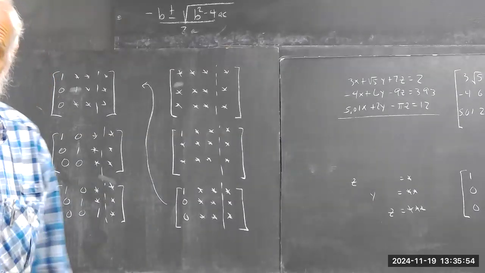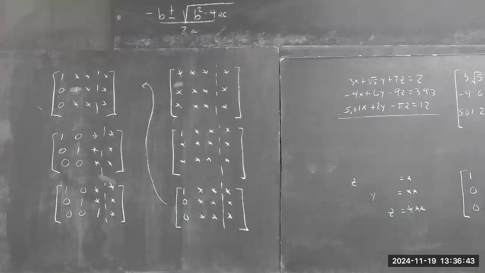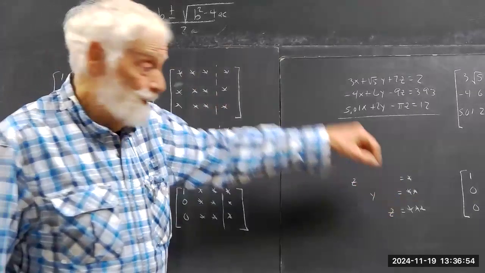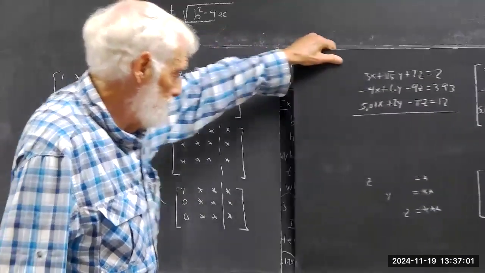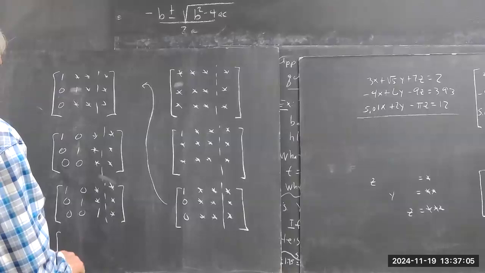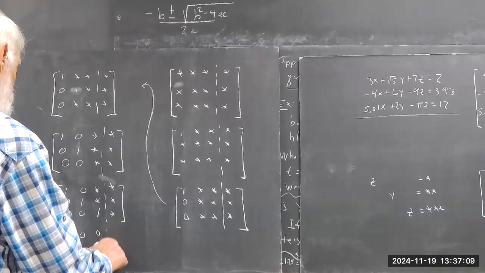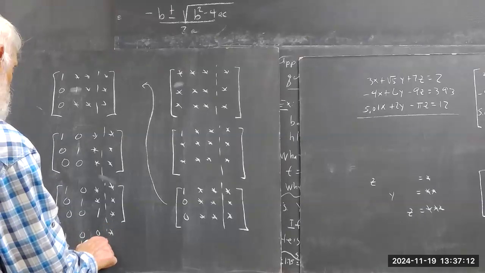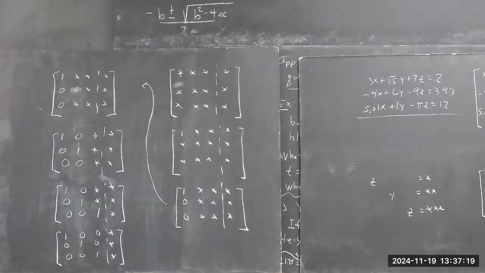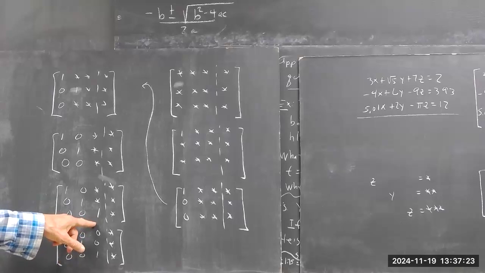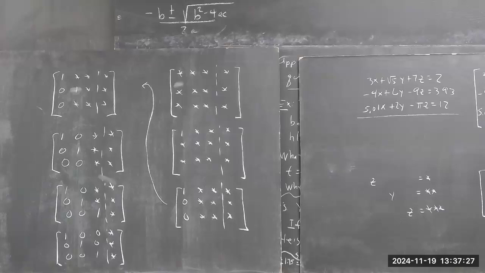Now, see if you can tell me what to do next. Okay, so I got a really good answer. We want zeros above the 1. And it's really easy to do that. You got a 1 here. It's easy to wipe out this number and this number. That's all there is to it. You just got to do the calculations.